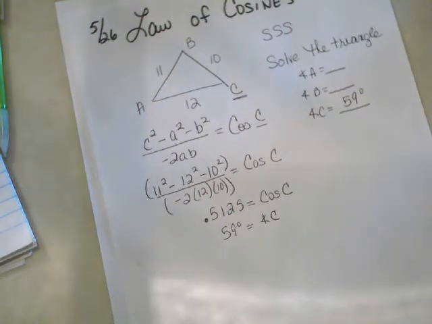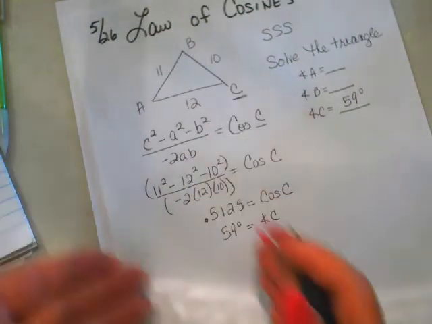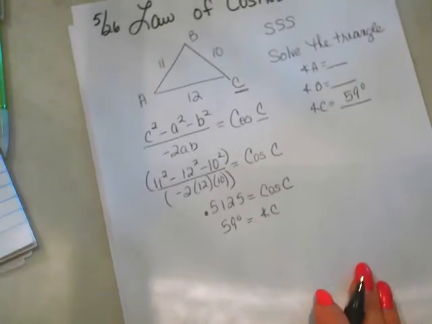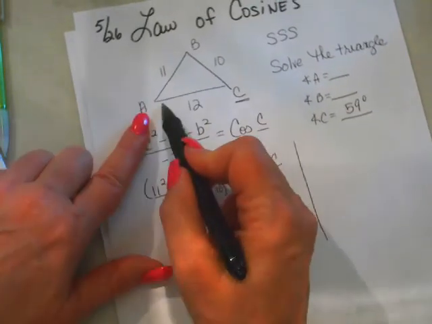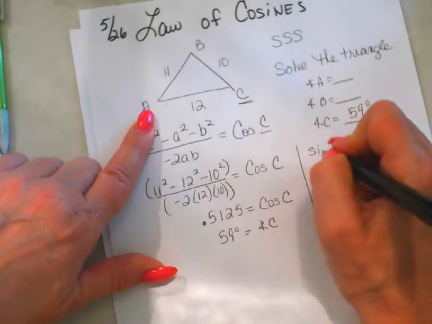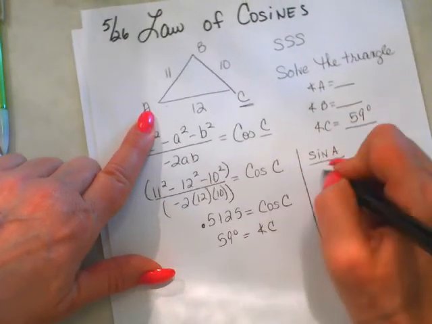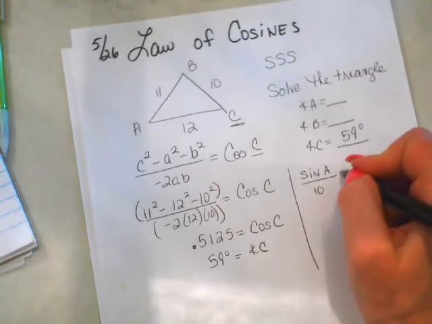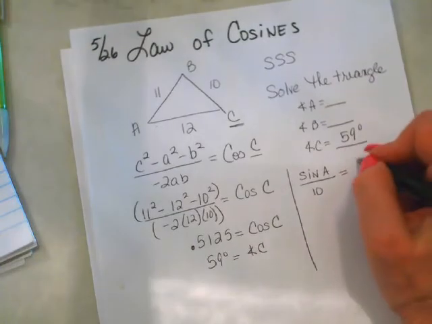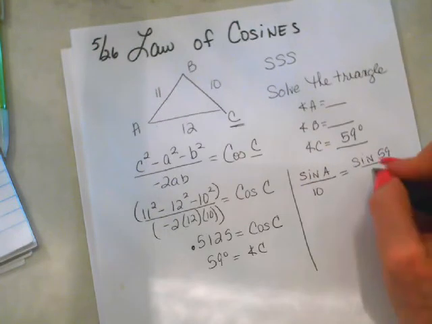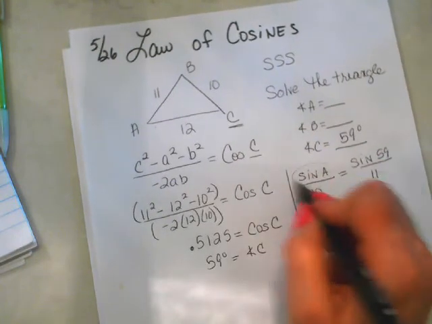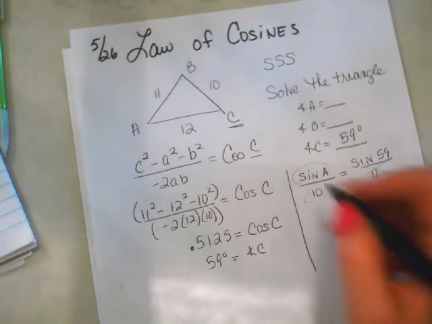Now, ladies and gentlemen, once you have one angle, you don't need to use the law of cosines again. You can now revert to the law of sines to find the other angle. You can do this whole thing with the law of cosines, but you're comfortable with the law of sines. So let's do the law of sines to find angle A. So I'm looking for angle A now. I'll do the sine of angle A over 10 is equal to, I have angle C now, the sine of 59 over 11.